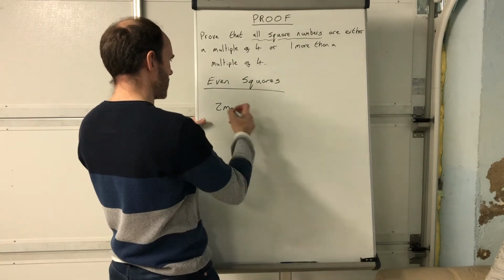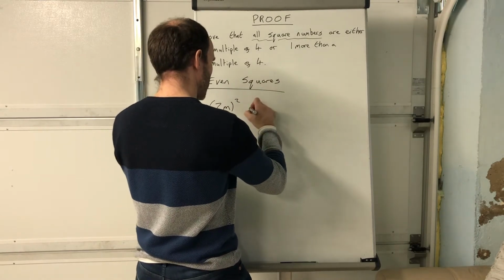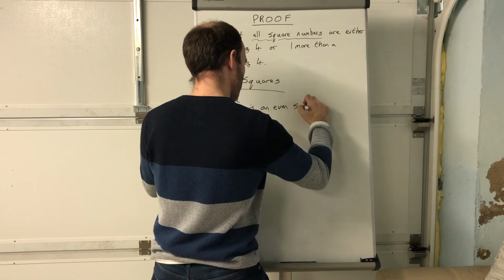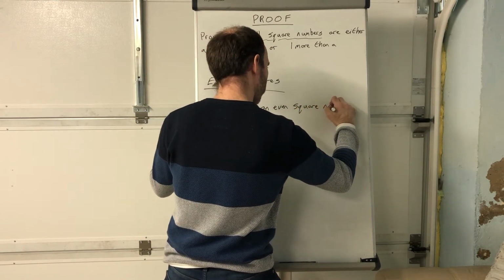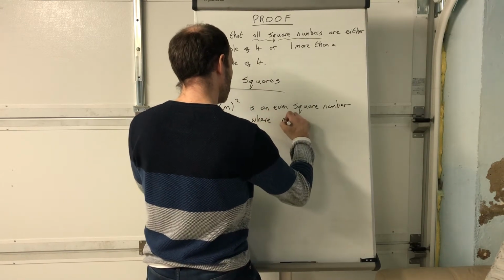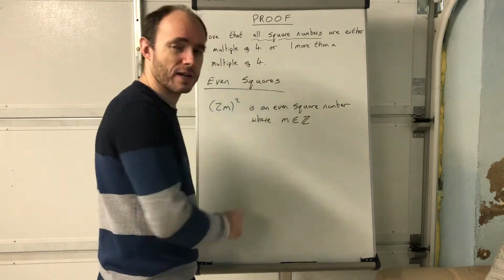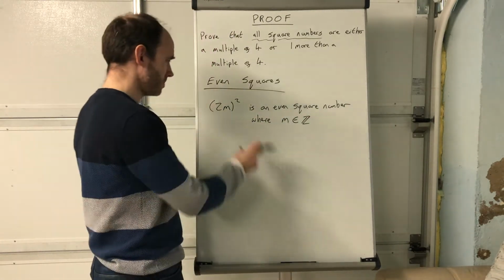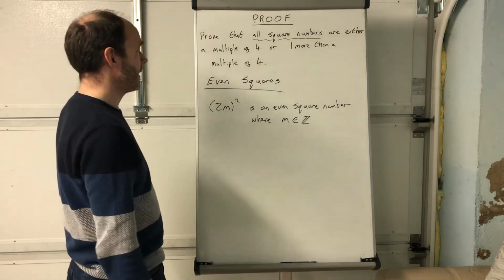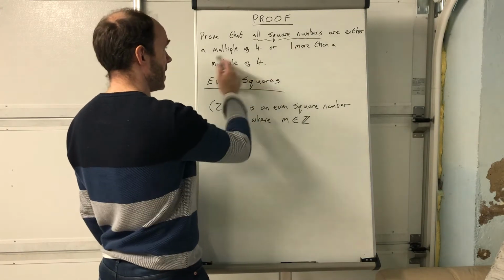Okay. So 2m squared is an even square number where, and don't forget, you've always got to define any letter you introduce, m is an integer. It doesn't matter whether m is a positive or negative integer. Again, when you square it, it becomes positive, doesn't it? Okay. So looking at prove that all square numbers are either a multiple of 4.